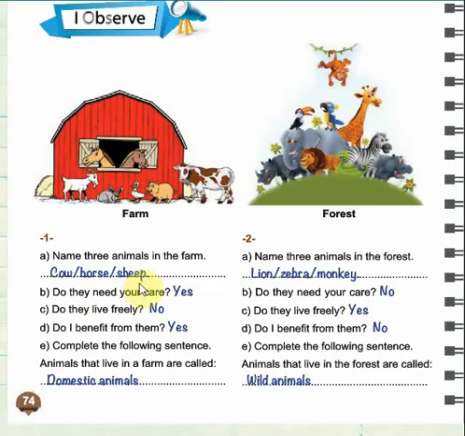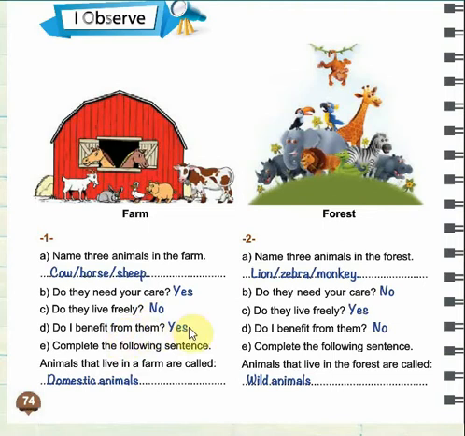Now let's name 3 animals in the farm. Cow, horse, and sheep, for example. Do they need our care? Of course, yes, they need our care. Do they live freely in nature? Of course no, they live in our farms. Do I benefit from them? Yes, we can benefit from them.